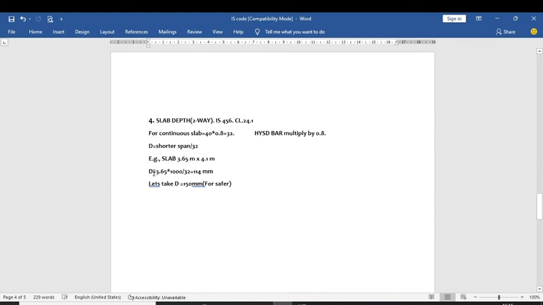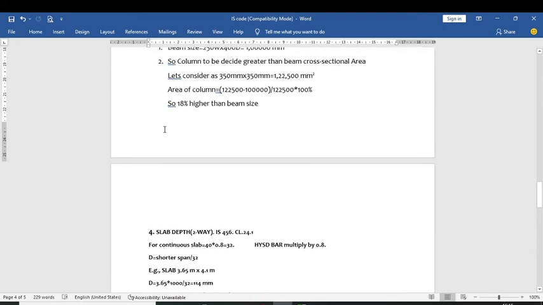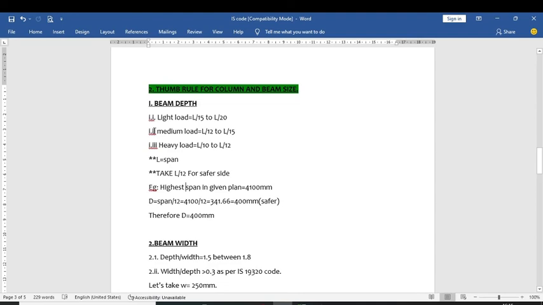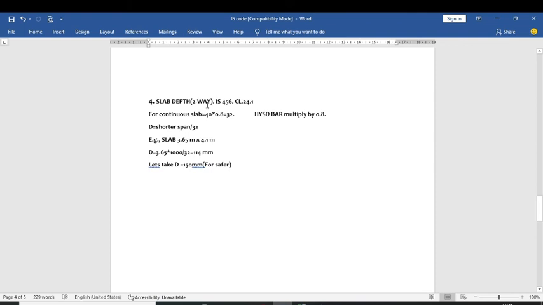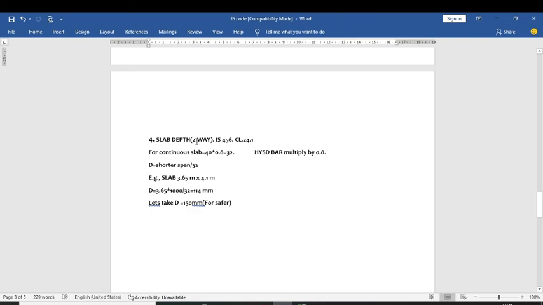So we always decide from the smallest span, so 3.65 times 1000, which is in mm, divided by 32, comes around 114 mm. So this is the required depth, right? Let's take D as 150 mm for the safer side. This is how you decide the thickness for the slab. So these are all the thumb rules to decide the sizes of the beam and column, and also the thickness of the given slab.